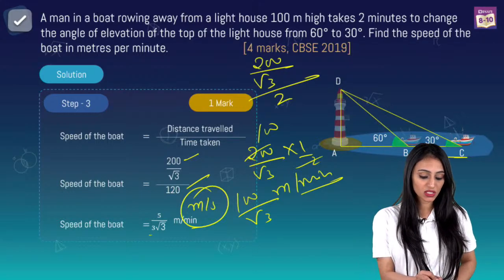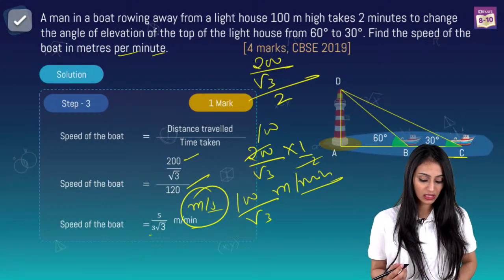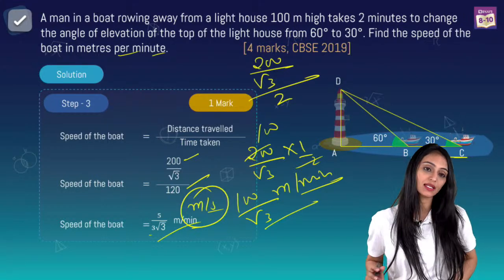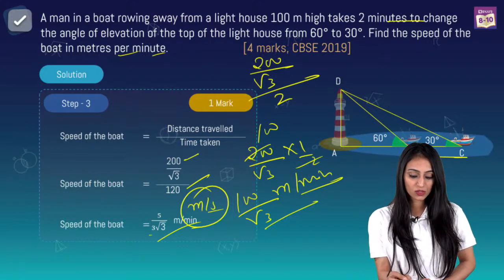Yes, in the question it is asked meter per minute. So the answer here is basically in meter per second. When you are finding it in meter per minute, it's going to be this, but in meter per second, it's going to be 5 by 3 root 3. Yes, because obviously 2 minutes was already given.